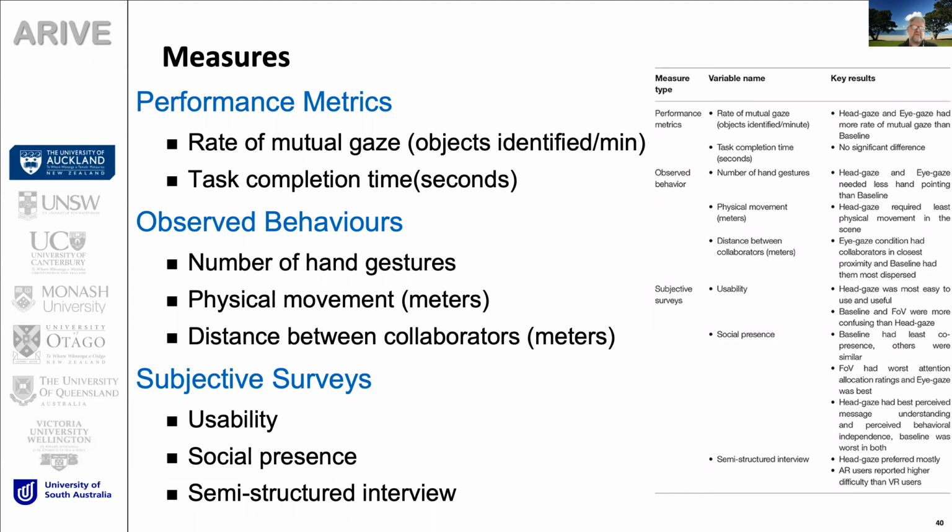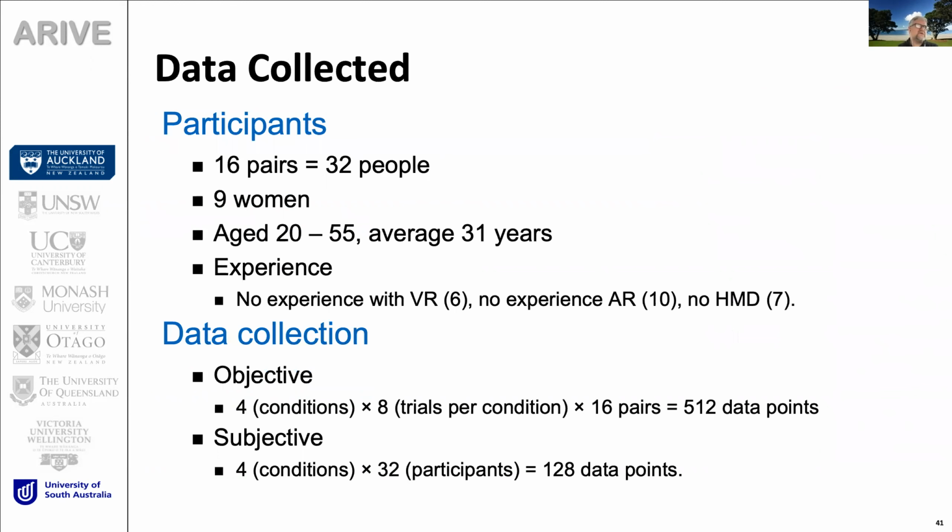So things like the system usability scale for usability. And we collected data from 16 pairs of people, 9 women, and some experienced and some not experienced. We had 4 conditions with 8 trials per condition, so we got 512 data points of objective measures, and for subjective measures we had 128 because there were fewer surveys.